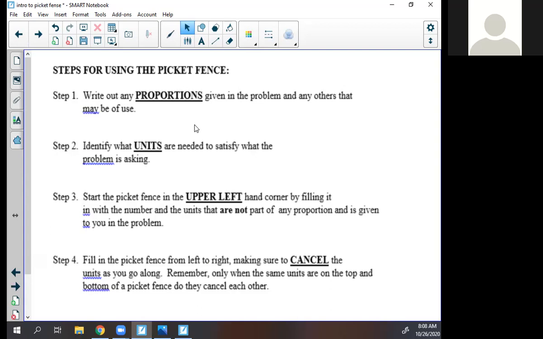Are we good? Fill those in and then we'll walk through it. Now, please, please, please, I know that most of these problems we're about to do, you can even do some of them in your head.